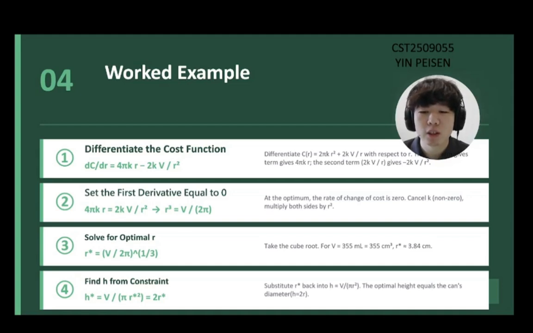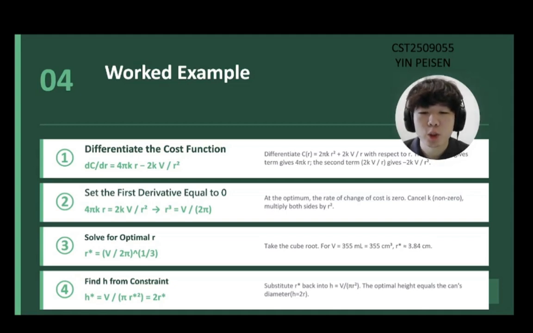The derivative tells us how the cost changes when the radius changes. This is an important step because it helps us find the point where the cost is the lowest. Next, we set the first derivative equal to 0, because at the minimum point the slope of the function is 0. So this allows us to find the optimal solution.